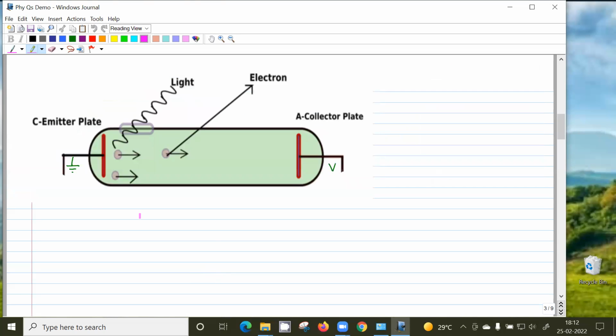The variables here: you can change the supply voltage V. Another thing you can change is the amount of light hitting the emitter plate. And you can also change the frequency of the light. So there are three parameters. One is the applied voltage, another is the intensity of the light, that is the number of photons, and the third is the frequency of the light. If you change these three, how will the amount of current change?